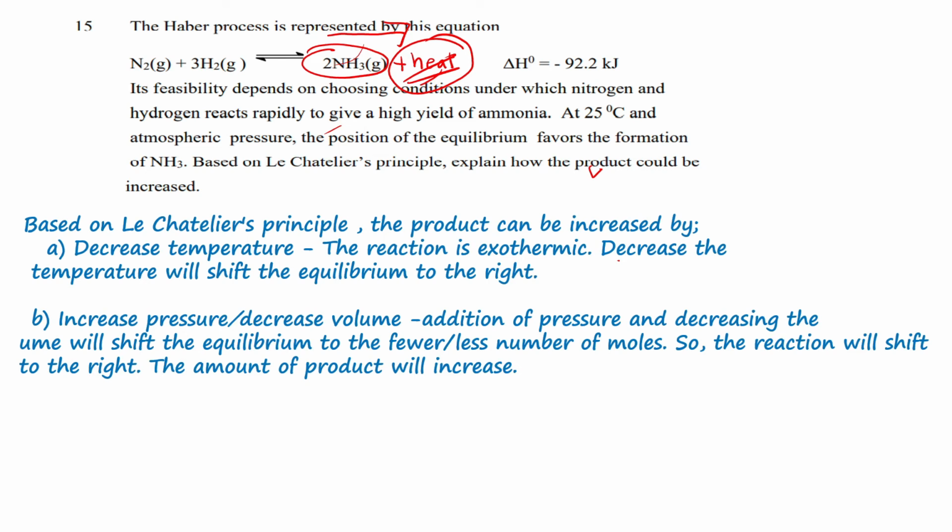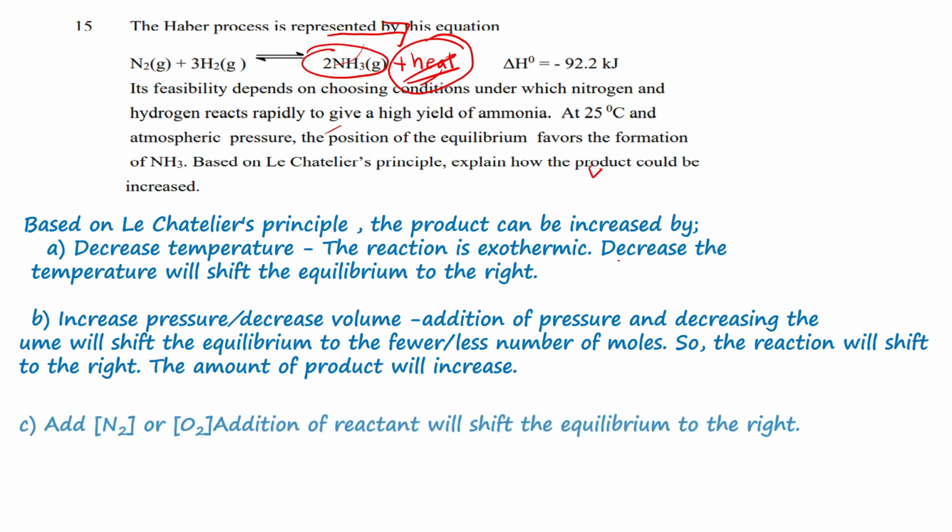Jadi kalau volume decrease, dia akan pergi kepada sites yang mempunyai less ataupun fewer number of mole. So the reaction will shift to the right, the amount of product will increase. Okay, jadi jumlah produk akan semakin meningkat. Sebab apa? Shift to the right. The next one, okay, dari segi concentration of ammonia and hydrogen.